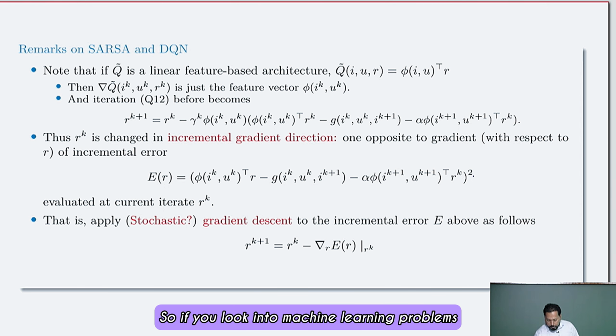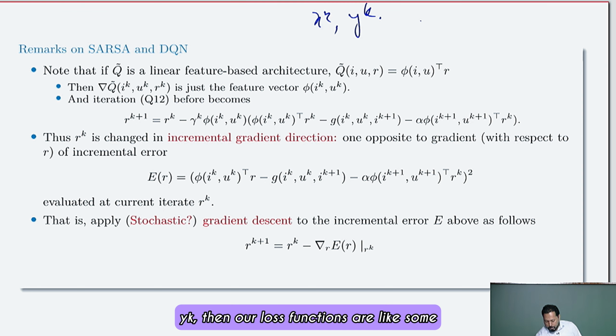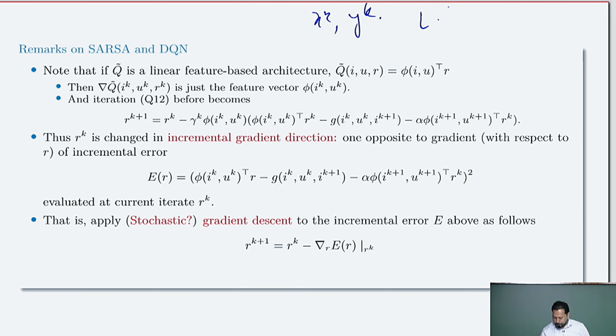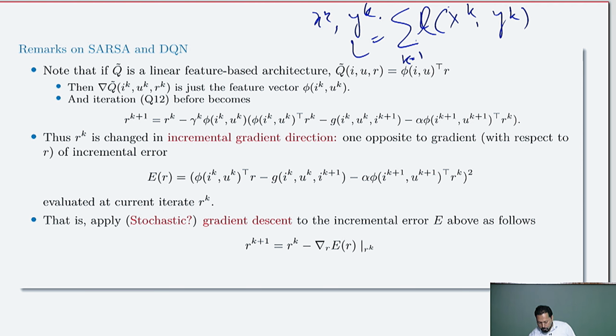If you look into machine learning problems, we have samples xk, yk. Then our loss functions are, let us say with small n, some loss function that compares xk and yk, and our total loss is the sum over k, 1 to the number of samples.